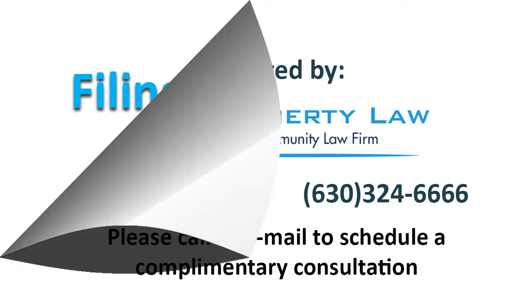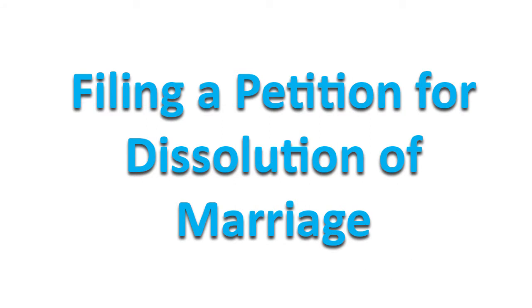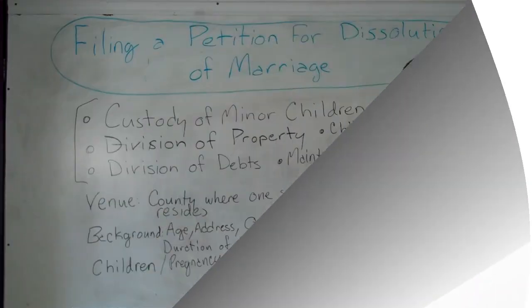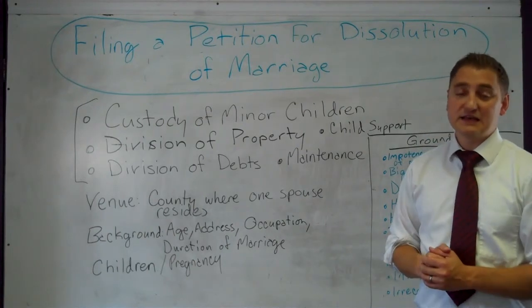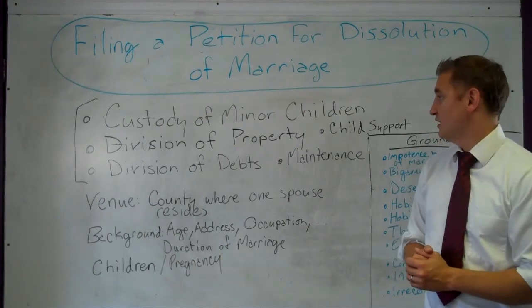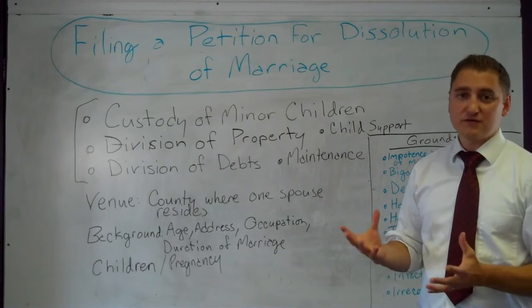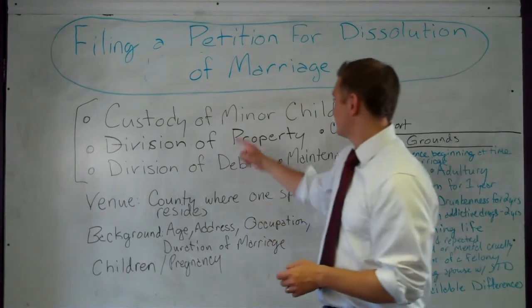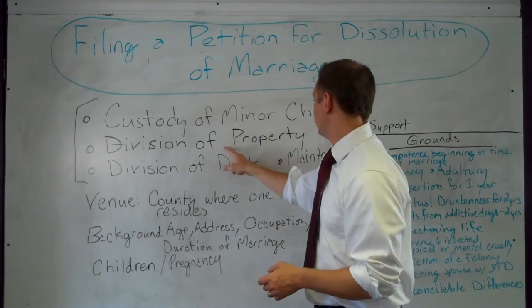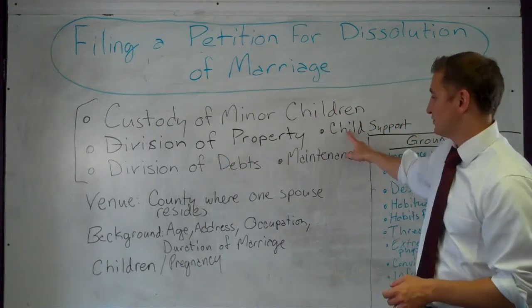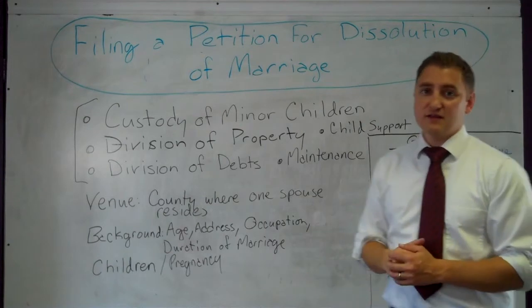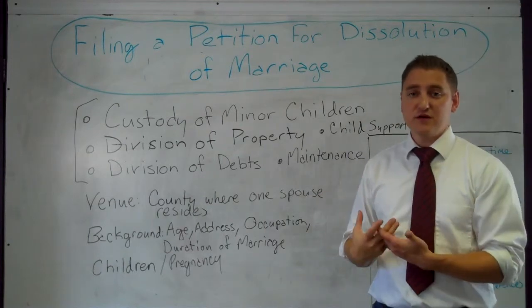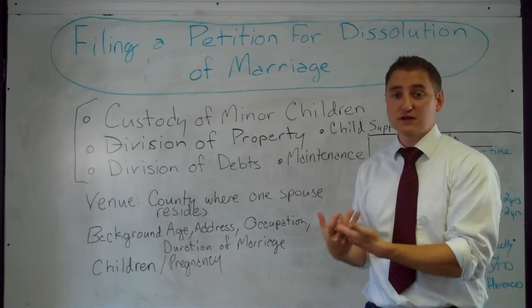My name is Kevin O'Flaherty from O'Flaherty Law, and today we're going to talk about filing a petition for dissolution of marriage. A petition for dissolution of marriage is the document that initiates a divorce proceeding in court. And in a divorce, you're going to cover a couple issues. Those include custody of minor children, division of property, child support, division of debts, and maintenance. And what the petition for dissolution of marriage does is it asks for a court to decide these issues.